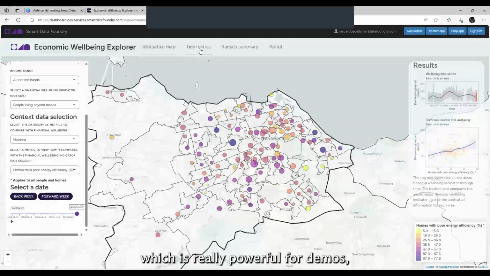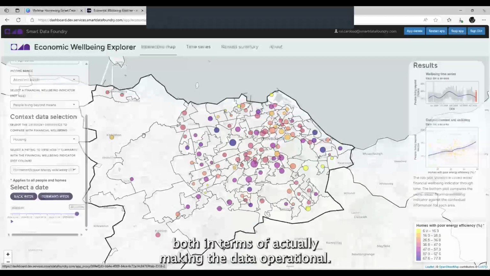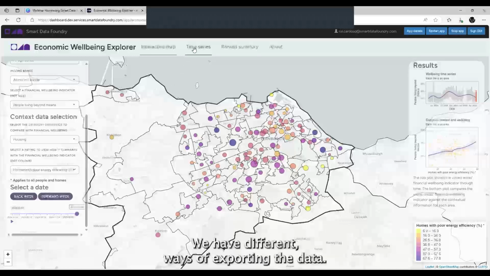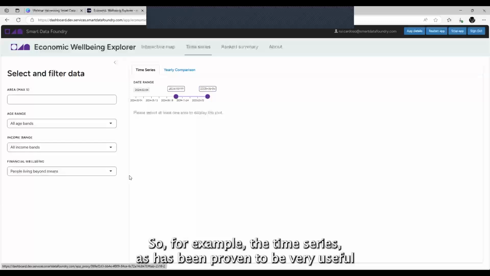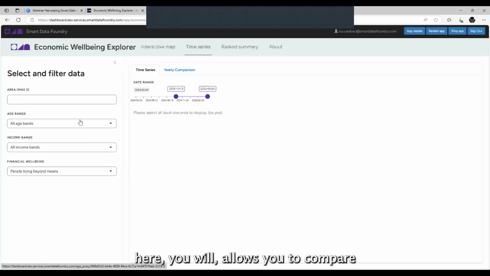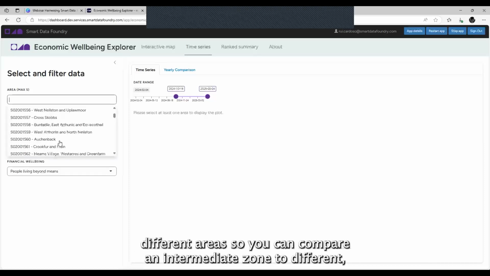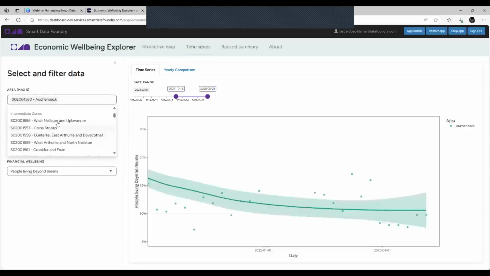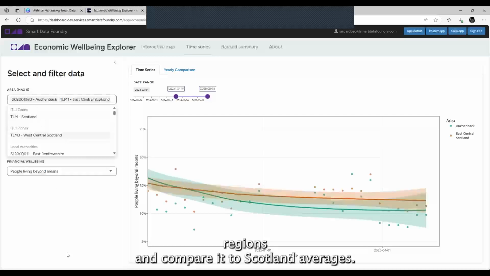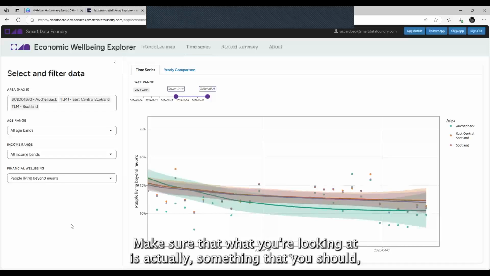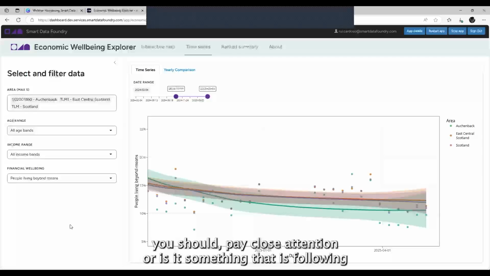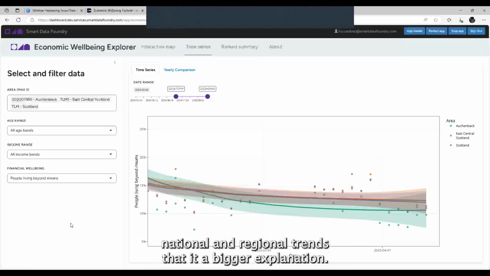I mentioned the map a lot, which is really powerful for demos in terms of actually making the data operational. We have different ways of exploring the data. So, for example, the time series has proven to be very useful. Here it allows you to compare different areas. So you can compare an intermediate zone to different regions and compare it to Scotland averages. And you can then have a little bit more context about the types of indicators that you're looking at, make sure that what you're looking at is actually something that you should pay close attention to, or if it's something that is following national and regional trends that there's a bigger explanation for.